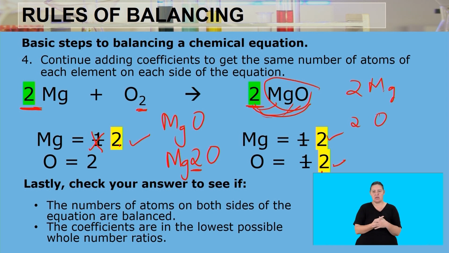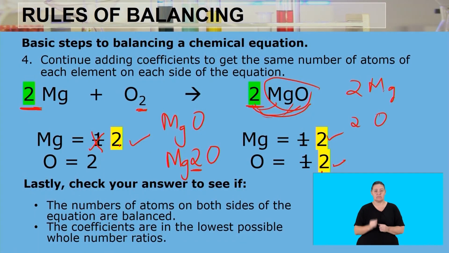Our coefficients are written before the chemical formula. They are written before the chemical formula. That's very important to note. Then what you also need to check lastly is that the number of atoms on both sides must be equal. So you need to check how many we have on the left-hand side versus the number on the right-hand side. If they are equal, then we can say the equation is balanced.